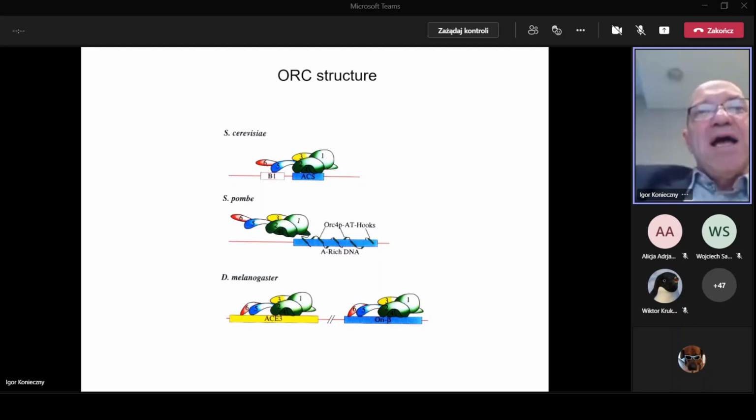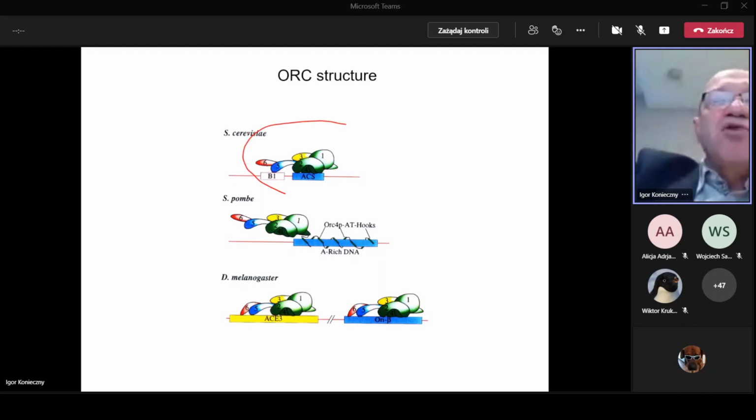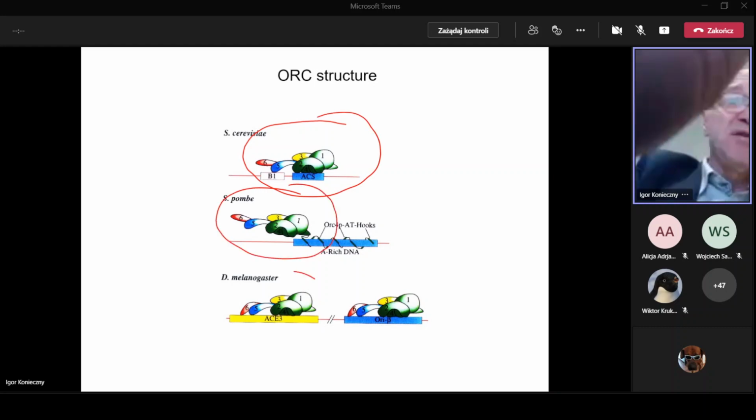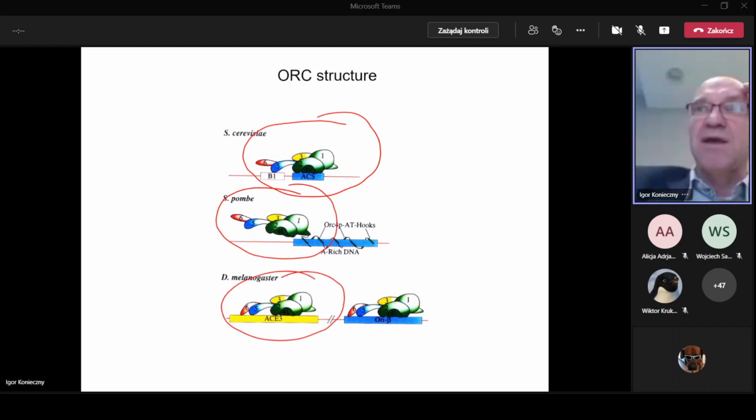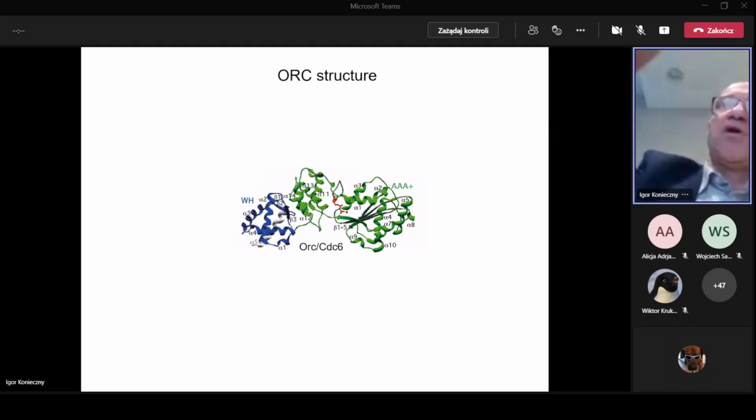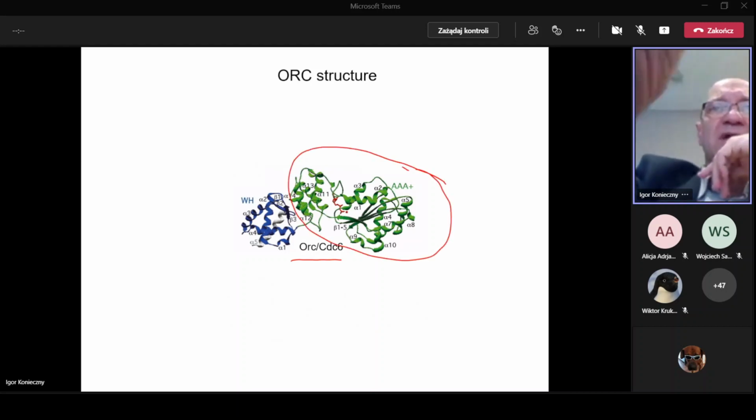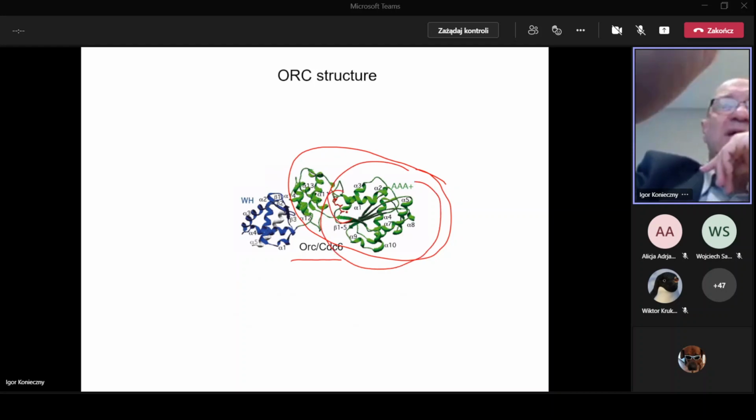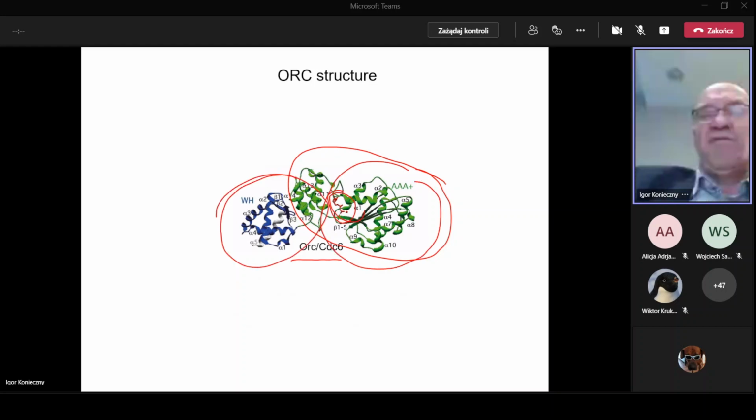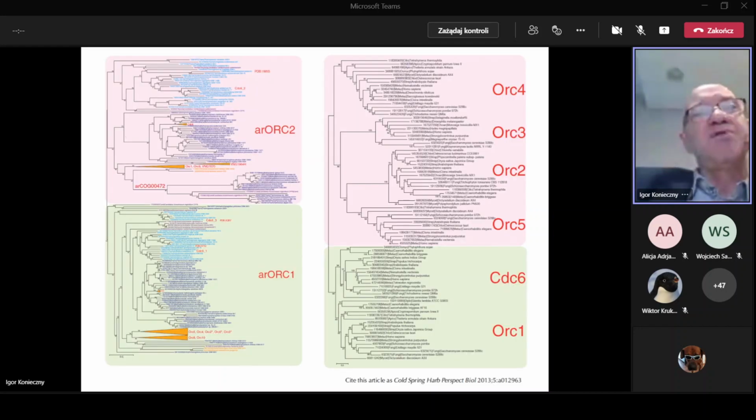I mentioned those bizarre drawings, and we of course understand that this is not necessarily how it looks. This is just the structure of the origin recognition complex part, the CDC6 origin protein. And we mentioned before that it contains an AAA plus domain, with ATP, and a winged helix domain, and this is typical for origin recognition complex proteins.